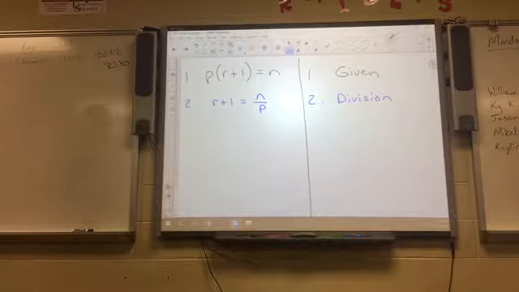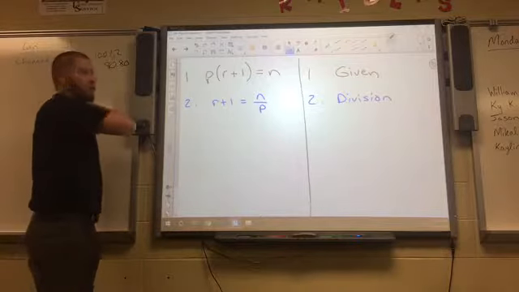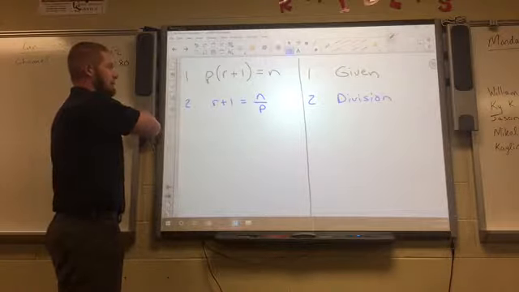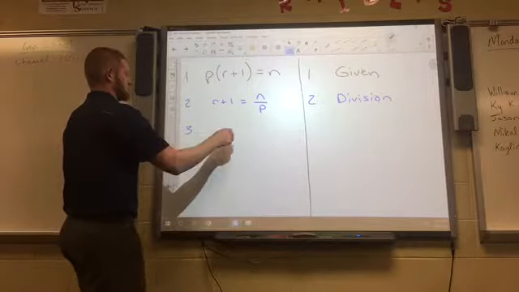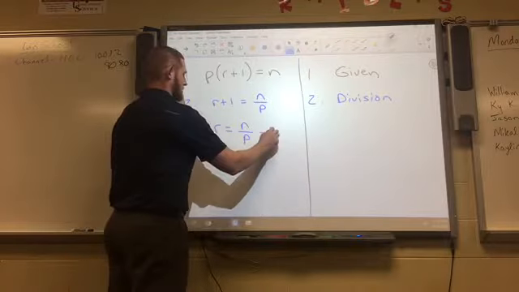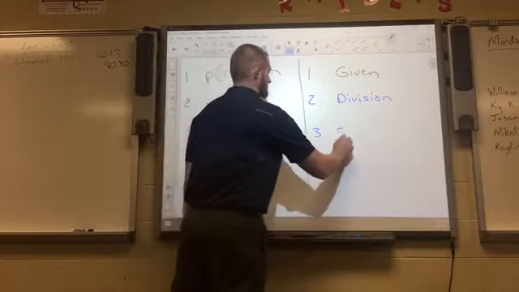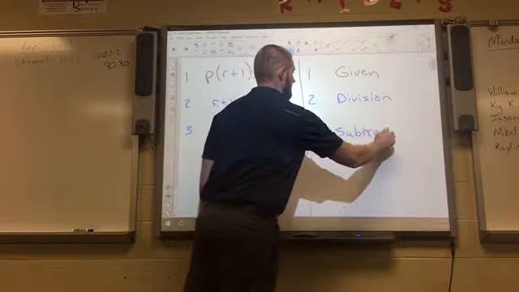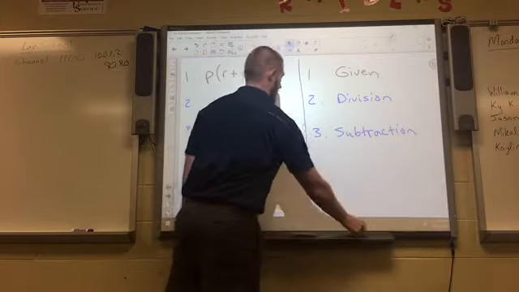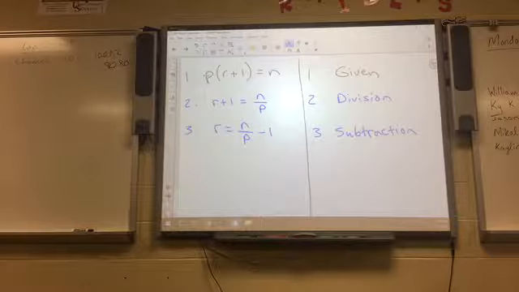Okay. So now I can keep going. I'm trying to solve for what? R in this case. They said solve for R. So I need to get rid of 1. How do I do that? Subtract it. So R equals N over P minus 1. And what would my reason there be? Subtraction. Okay. Am I done? Did I solve for R? Yes. Now I haven't plugged anything in yet, but I have solved for R because I have R by itself.